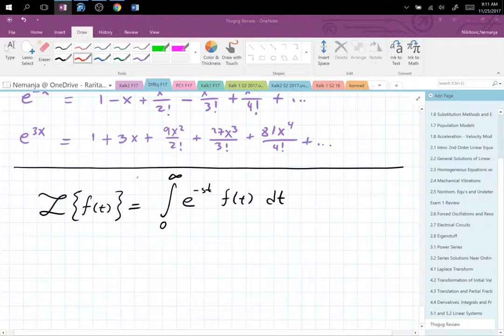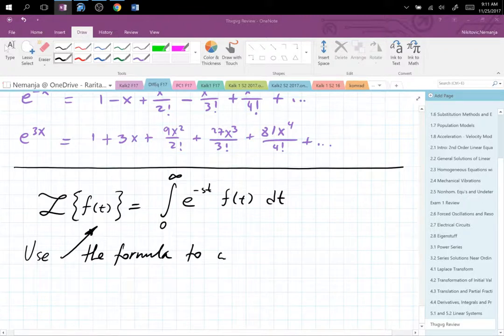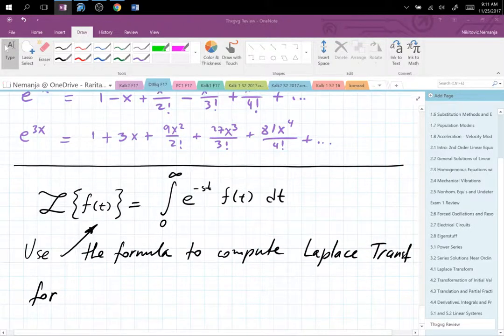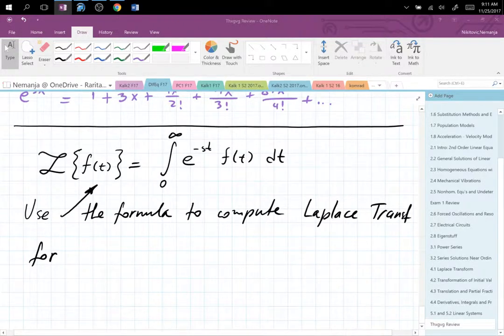Now, the exam question will be: use the formula to compute the Laplace transform for, and now in class, I believe I did t, and I did maybe e and sine hyperbolic. So I did those three.